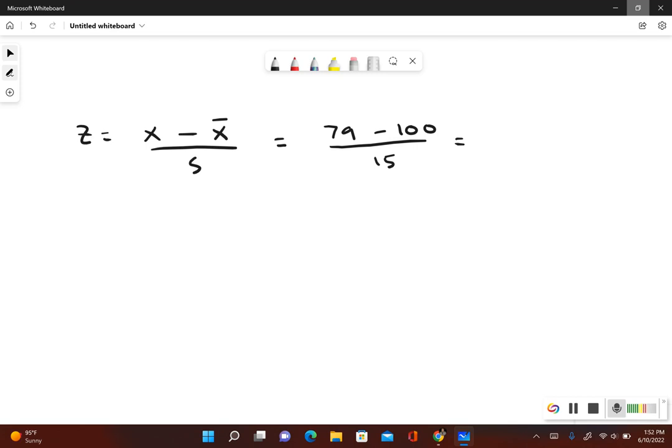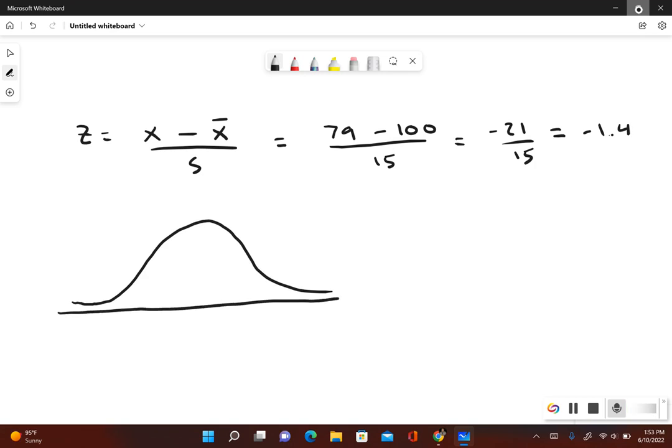So I have 79 minus 100. This gives me negative 21, and I have divided by 15. Let's see what that gives us. That gives me negative 1.4. So now I just standardized the problem. So we started off with the normal distribution, where our mean was 100. And then we had an IQ score of 79, which is right over here.